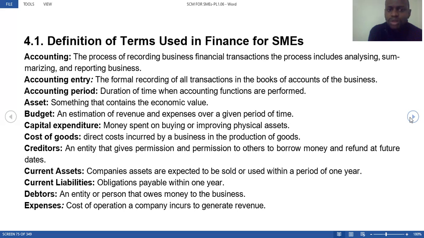Then we have accounting period. This is the duration of time when accounting functions are performed. For example, in most organizations, the accounting period is the financial period, which goes for 1 year and normally starts in the month of July, 1st July up to 30th June.